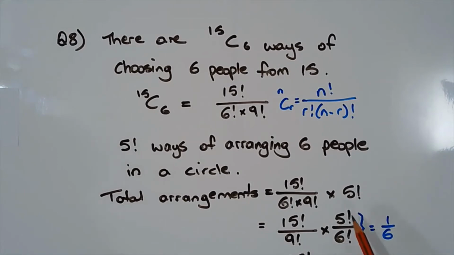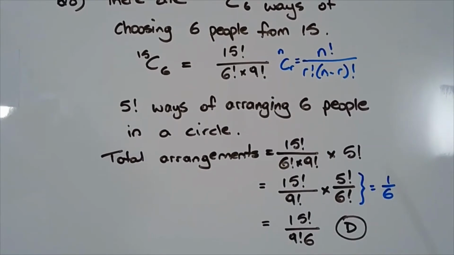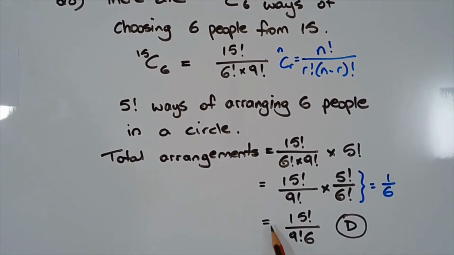And incidentally, 5 factorial over 6 factorial is equal to 1 over 6. 5 factorial is just 1 times 2 times 3 times 4 times 5. 6 factorial is 1 times 2 times 3 times 4 times 5 times 6. There will be some cancellation, which I did not show here, but the end result is that 5 factorial over 6 factorial is equal to 1 over 6, which leads us to the result that the total number of arrangements is equal to 15 factorial over 9 factorial multiplied by 6, which is option D.